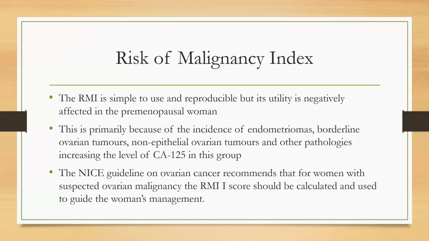RMI is simple to use and reproducible, no doubt, but its utility is negatively affected in the premenopausal woman. And why? Because CA 1 to 5 levels are often increased in this group of patients. This is primarily because of the incidence of endometriomas, borderline ovarian tumors, non-epithelial ovarian tumors, and other pathology increasing the level of CA 1 to 5 in this group. The NICE guideline on ovarian cancer recommends that for women with suspected ovarian malignancy, the RMI1 score should be calculated and used to guide women's management.